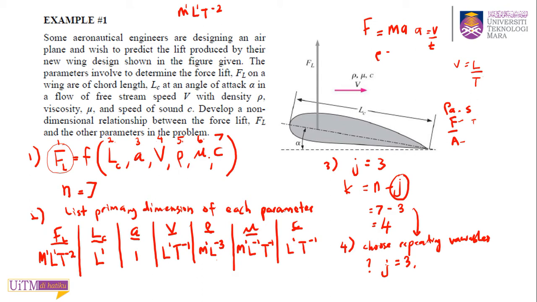Okay, so the next step is which ones you want to choose from these 7 parameters. So this is the tricky one. If they don't provide you in the question, if they don't mention anything about which repeating variables to choose, then it depends on us to refer to the guideline to decide which 3 to choose from these 7. Okay, refer to the guideline.